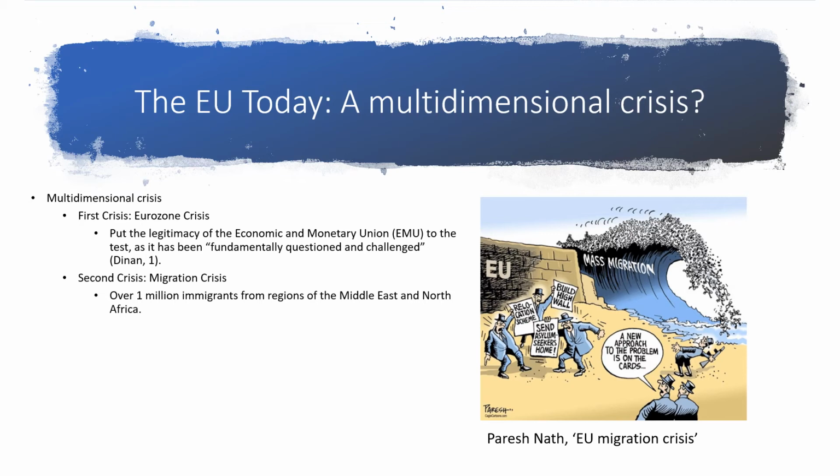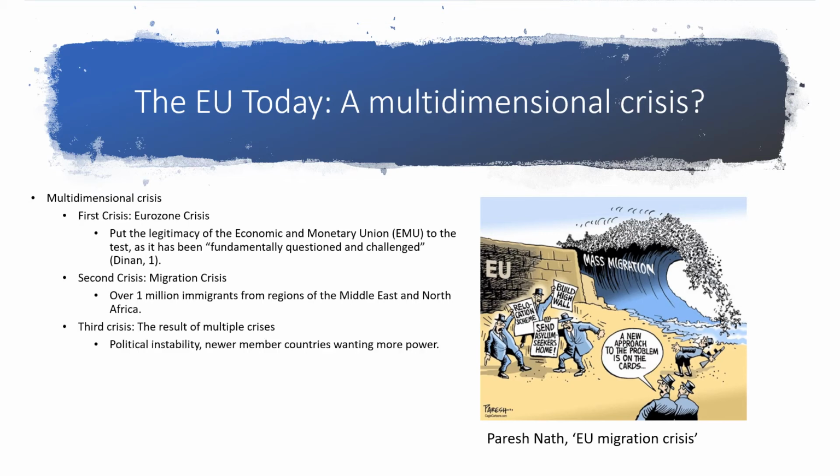The second crisis is the migration crisis. So far, over 1 million immigrants from regions such as the Middle East and North Africa have flooded or created a spillover effect of immigrants into Europe. Turkey is one very notable character.